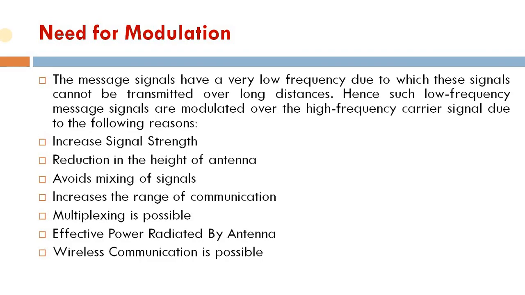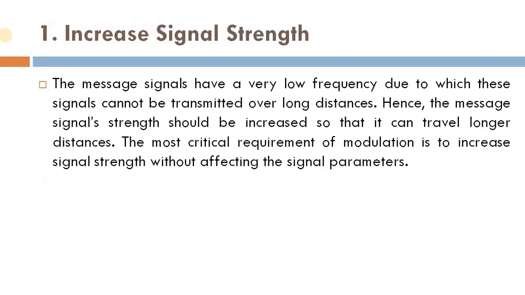The message signals have a very low frequency due to which these signals cannot be transmitted over long distances. Hence, such low frequency message signals are modulated over the high frequency carrier signal due to the following reasons: increase signal strength, reduction in the height of antenna, avoids mixing of signals, increases the range of communication, multiplexing is possible, effective power radiated by antenna, wireless communication is possible. So now let us see all this in detail.